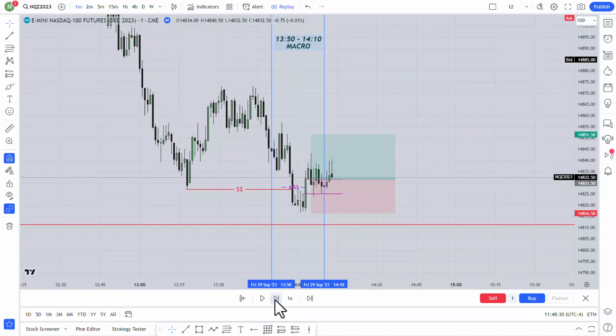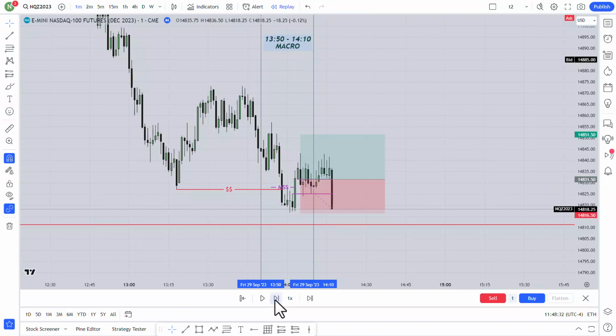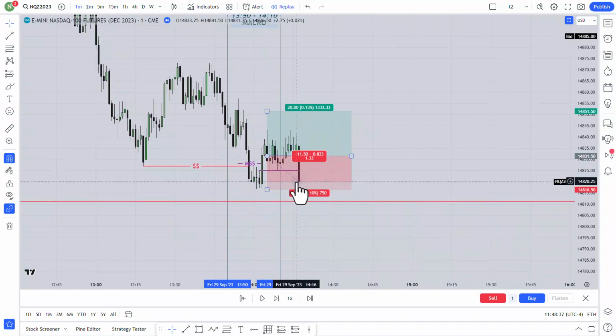Then a very big run. You see a very energetic run. Some of you will think that, okay, it's going to take the sell side liquidity from there.